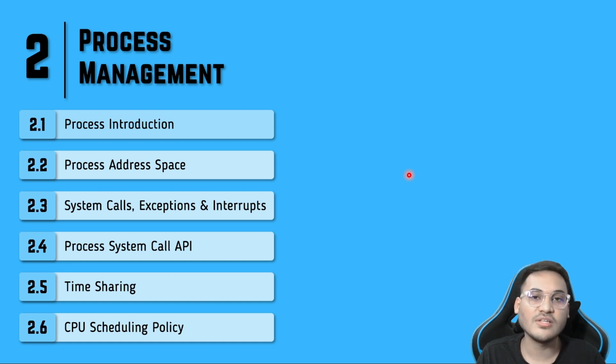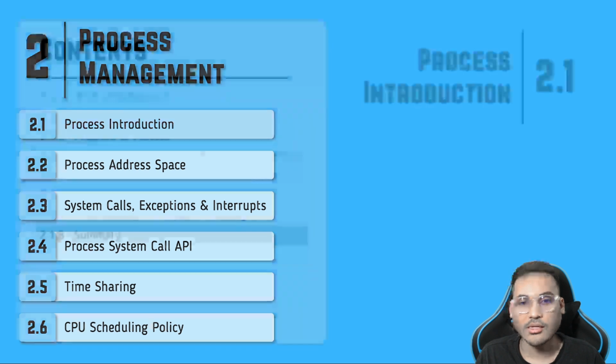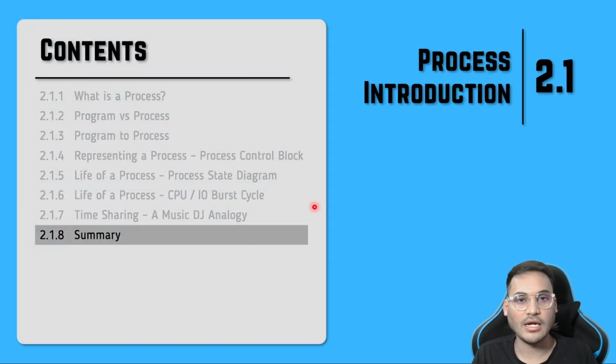This video is part of a lecture series on operating systems, and currently we are in the second module of this course, that is process management. In this module, we're trying to understand how the operating system manages the CPU by providing this abstraction of a process. Within the second module, we are currently on the first topic, that is process introduction, and as you can see, we are now reaching the end of this topic.